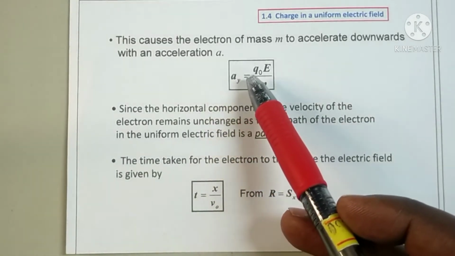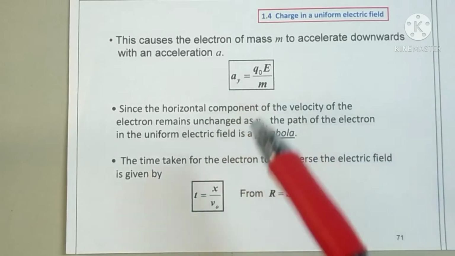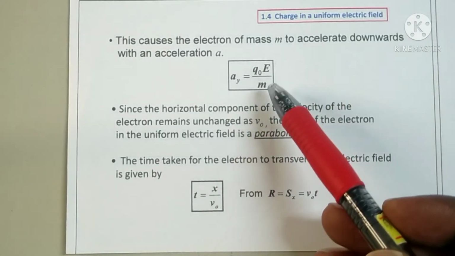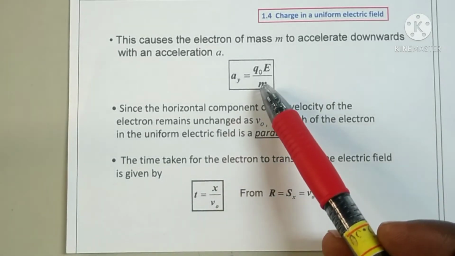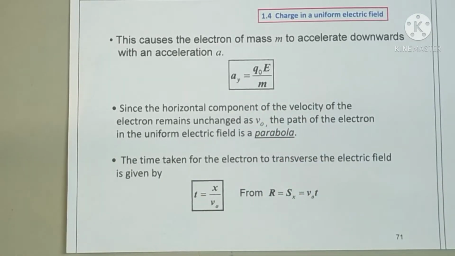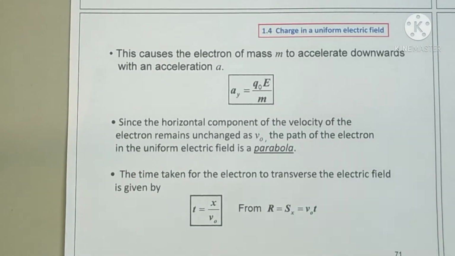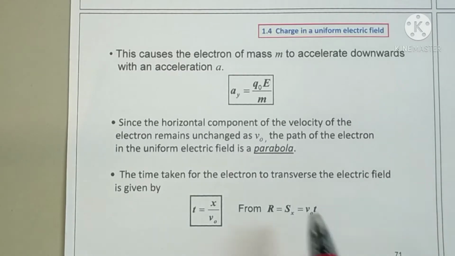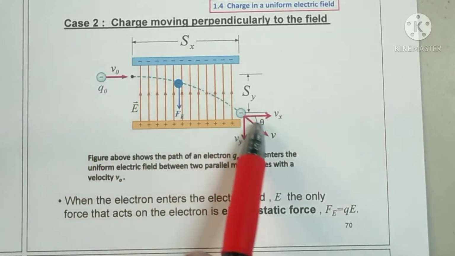So it is accelerated downwards with ay equals q0 times electric field strength per unit mass. This is the mass of the electron, which is 9.11 times 10 to the power of negative 31 kilograms. Since the horizontal component of the velocity of the electron remains unchanged, which is V0, the path of the electron in the uniform electric field is a parabola. You can see a beautiful parabolic path.